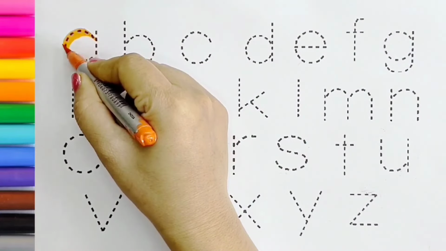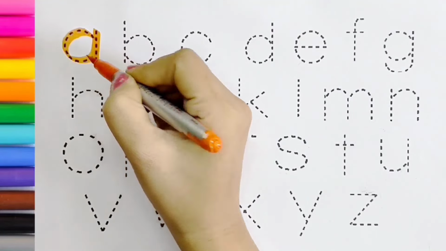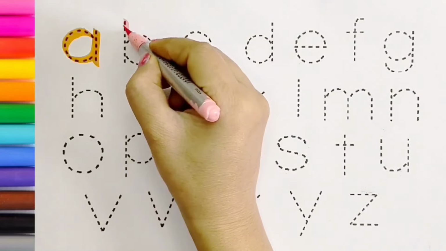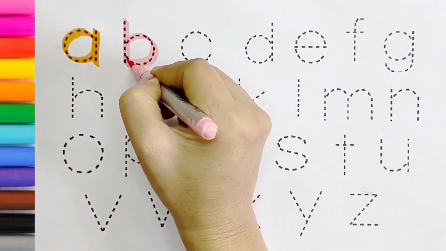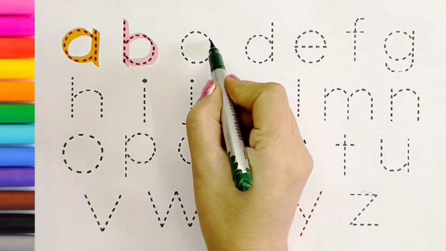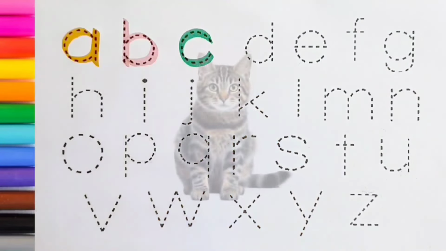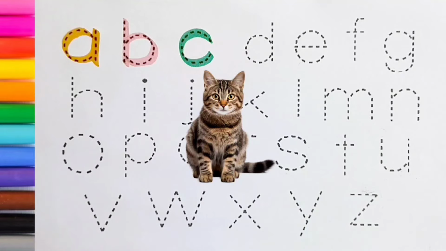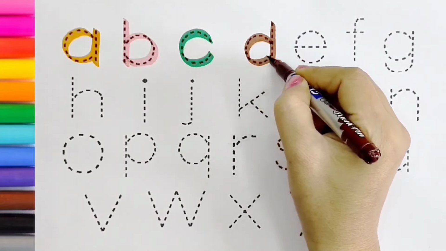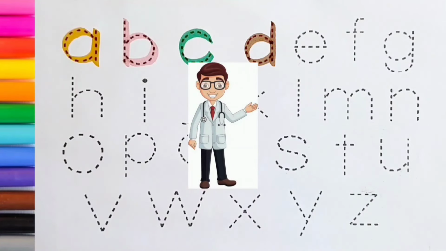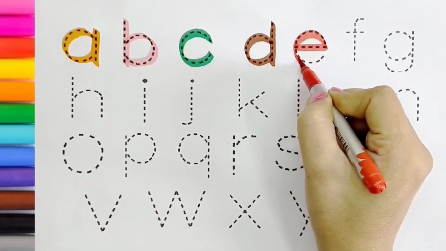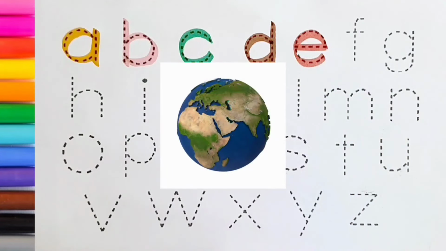Orange color. A. A for aeroplane. Pink color. B. B for book. Dark green color. C. C for cat. Brown color. D. D for doctor. Red color. E. E for earth.